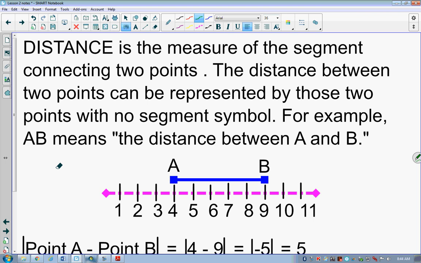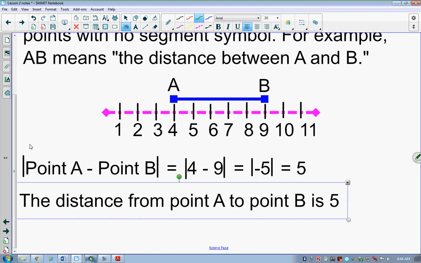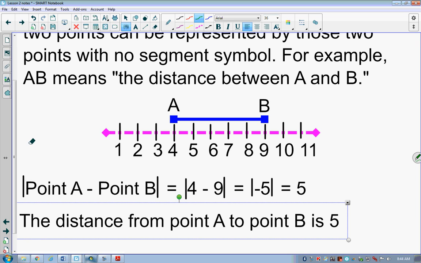Here's a picture of that. Now granted, here we're putting A in a positive spot and B in a positive spot. Distance is the measure of the segment connecting 2 points. The distance between 2 points can be represented by those 2 points with no segment symbol. For example, AB means the distance between A and B. If I scroll down here and I wanted to find the distance mathematically, we would say that it's the absolute value of point A minus point B. Now, the opposite is also true because I can go from B to A. I could say point B minus point A.